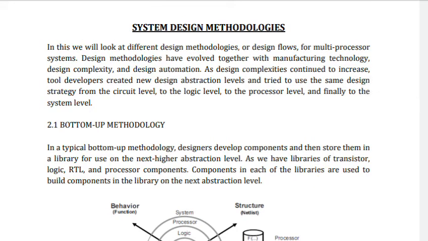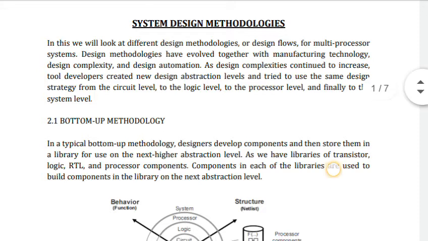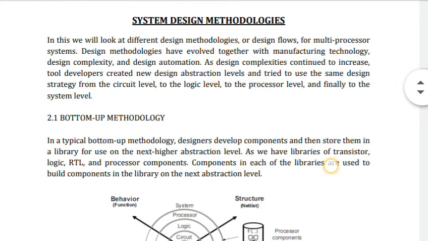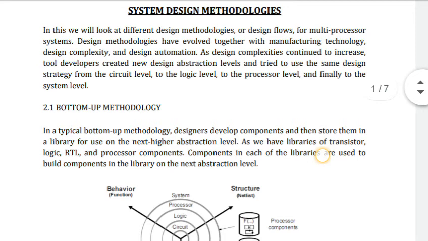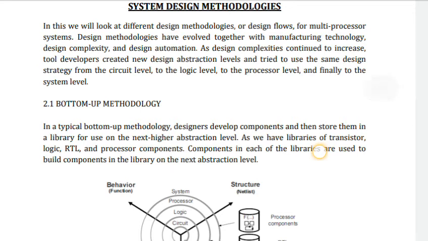Here comes the introduction of the system design methodologies. That is, there are various methods for designing a system. There will be 5 design methodologies that we are going to see, and also there will be 4 levels. The first one is the circuit level, the second one is the logic level, the third one is the processing level, and finally the system level.